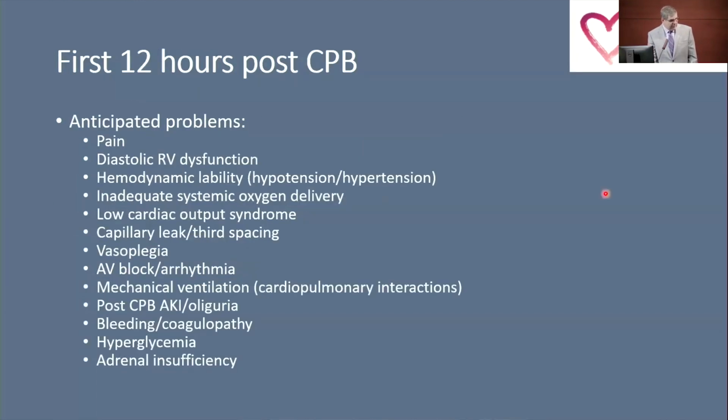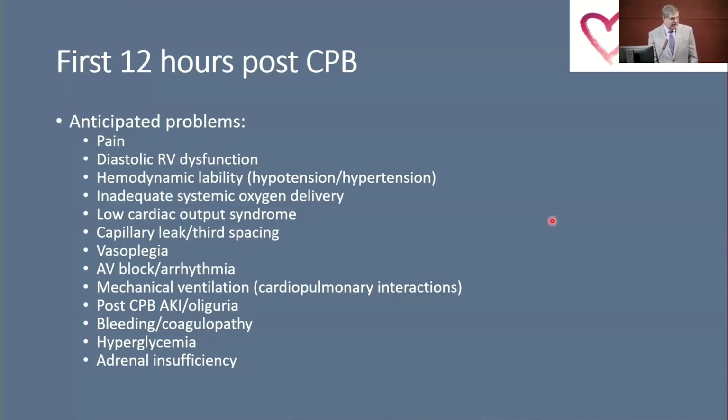This is a large laundry list of what we anticipate as problems during the first 12 hours after cardiopulmonary bypass. This is not necessarily unique to this subpopulation of patients, but there are some specific items worth mentioning. Obviously, pain. The diastolic RV dysfunction becomes a significant issue in those patients since they have a hypertrophied RV from the get-go, and then they're exposed to cardiopulmonary bypass, which makes it even more sluggish after that.